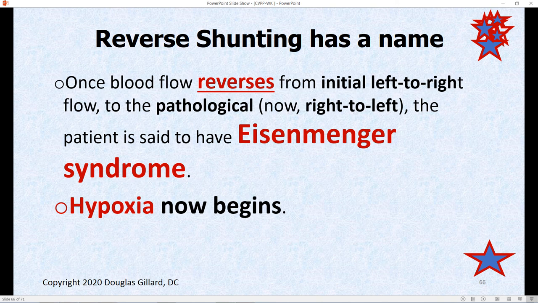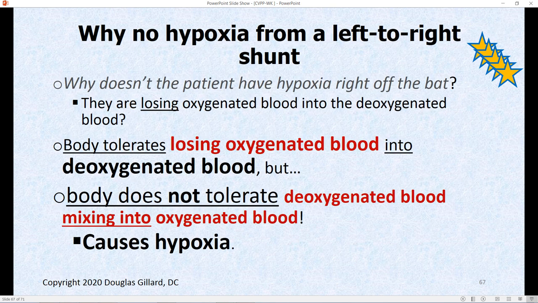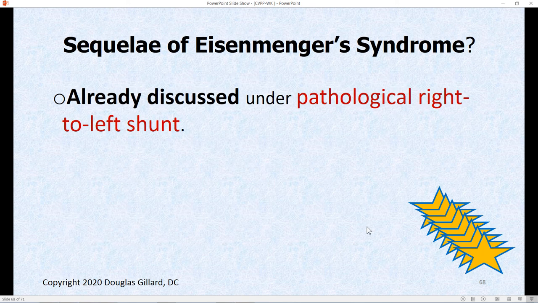Okay, talked about Eisenmenger syndrome. Now we said this already too. Why no hypoxia from a left to right shunt? The body tolerates that well. We're not exactly sure why that is. But the body tolerates losing oxygenated blood. It does not tolerate deoxygenated blood mixing with oxygenated blood. I said that because that's going to cause hypoxia.